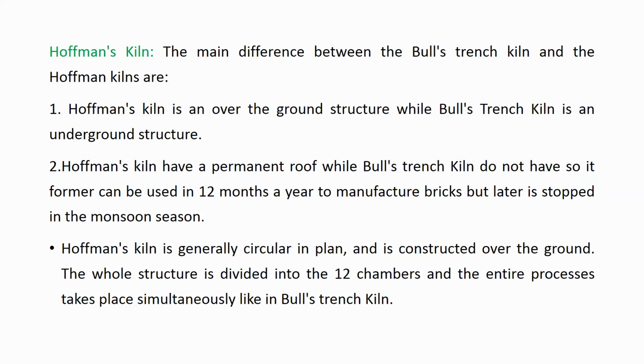Next is Hoffman's kiln. The main difference between the Bull Trench kiln and the Hoffman's kiln is that the Hoffman's kiln is an overground structure, above the ground, while the Bull Trench kiln is an underground structure.